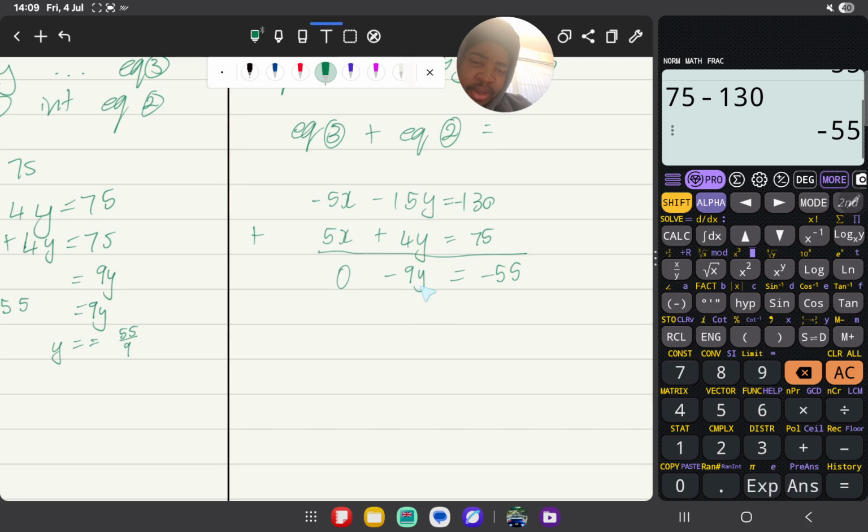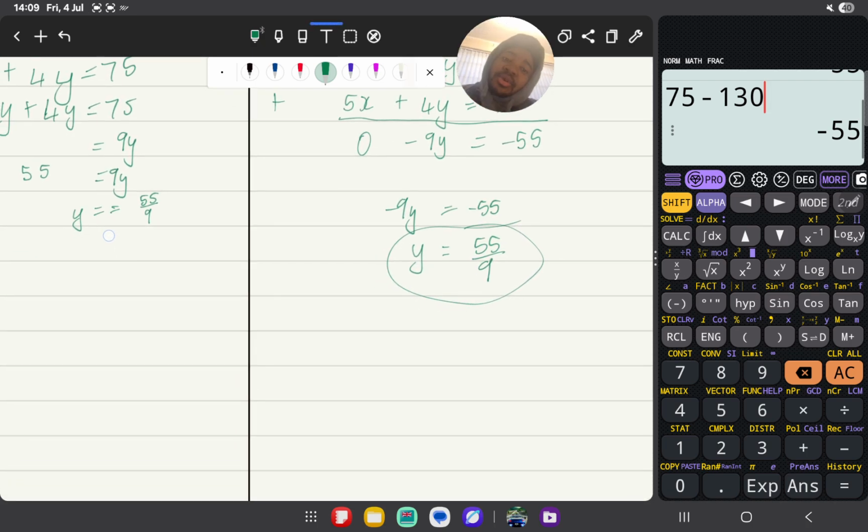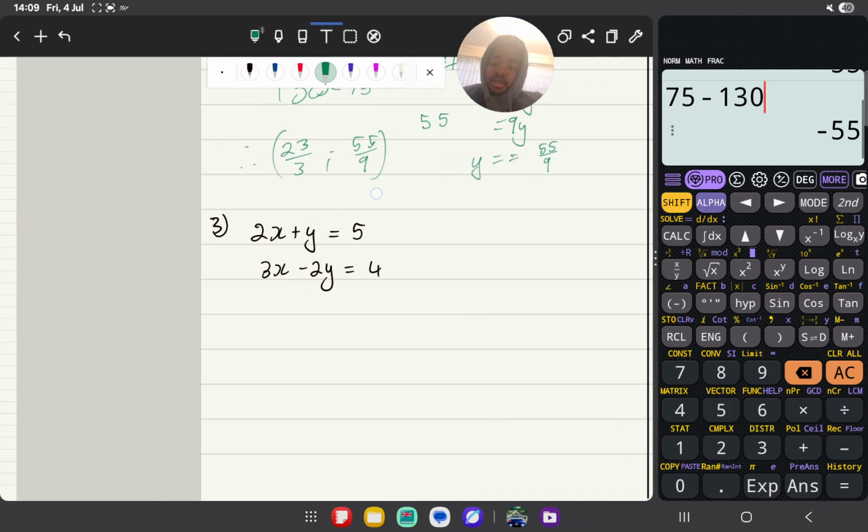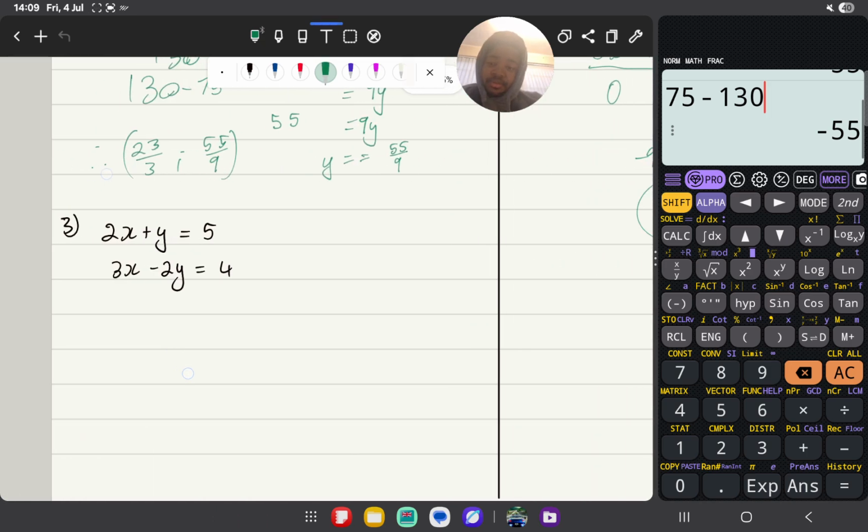Right, I divide, so I have minus 9y equals minus 55, divided by minus 9, then y is 55 over 9, which is the same y we got, saying that we're going to get the same y value as well. Yeah, let's do the other one.